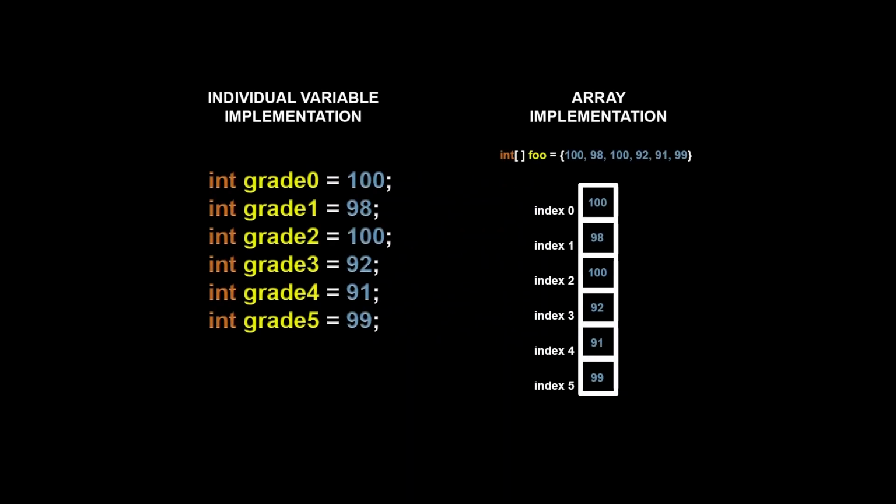In doing so, each value is assigned and can be referenced using what is called an index. So looking at this representation of an array, we can see that the value 98 has an index of 1, and the value 99 has an index of 5. Notice the first index is 0.